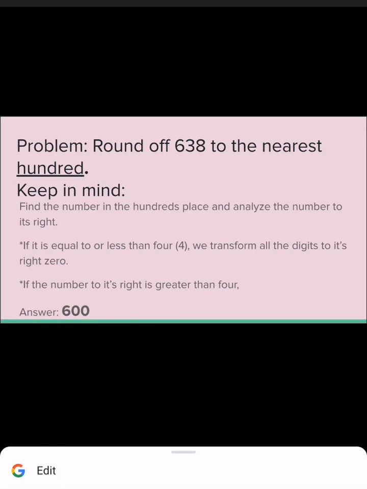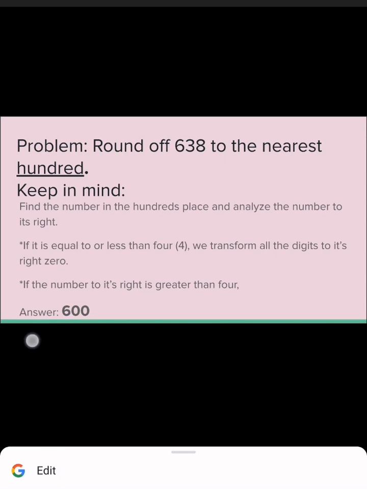So on the other hand, if the number to its right is greater than 4, then we are going to discuss it later on. Okay? So the answer for this one is what? 600. So we round off 638 to the nearest 100. The answer is 600. Did you get me?